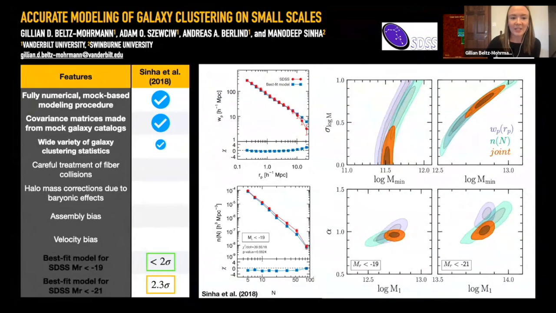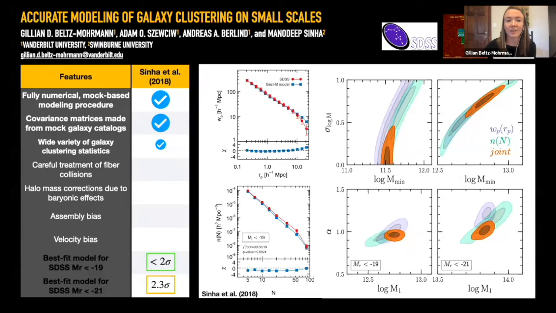So back in 2018, Manadeep Sinha and collaborators developed a fully numerical MCMC-based procedure for modeling the clustering of galaxies on small scales using a standard halo occupation distribution model. And this project involved a careful accounting of systematic errors using covariance matrices made from mock galaxy catalogs. And the project included a variety of galaxy clustering statistics for constraining their model.